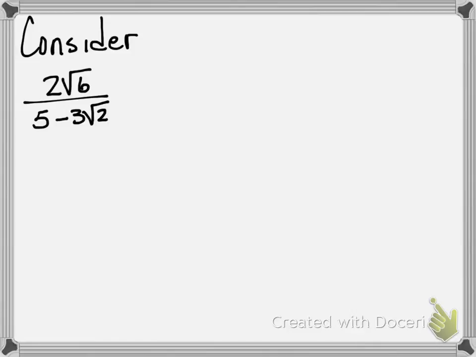Now, consider this. We do the same thing. We do not change a thing. Because the bottom is a binomial, we have to find the conjugate of 5 minus 3 square root of 2. Since the conjugate of 5 minus 3 square root of 2 is 5 plus 3 square root of 2, we multiply the top and the bottom by 5 plus 3 square root of 2. That way, it's simply multiplying by 1.